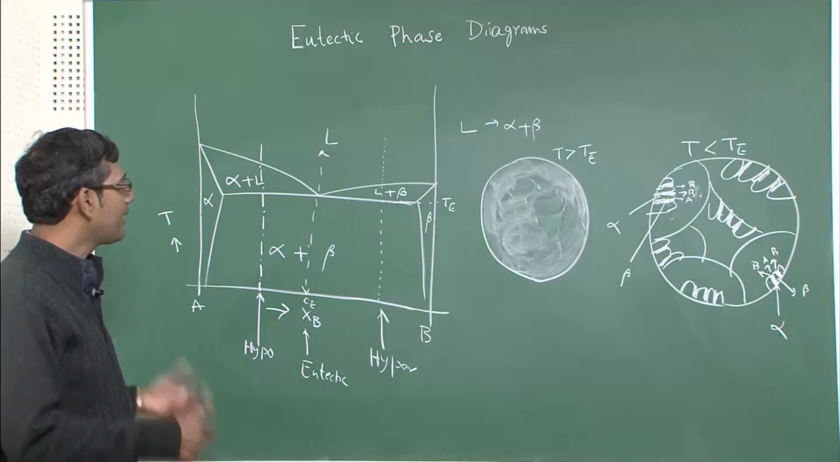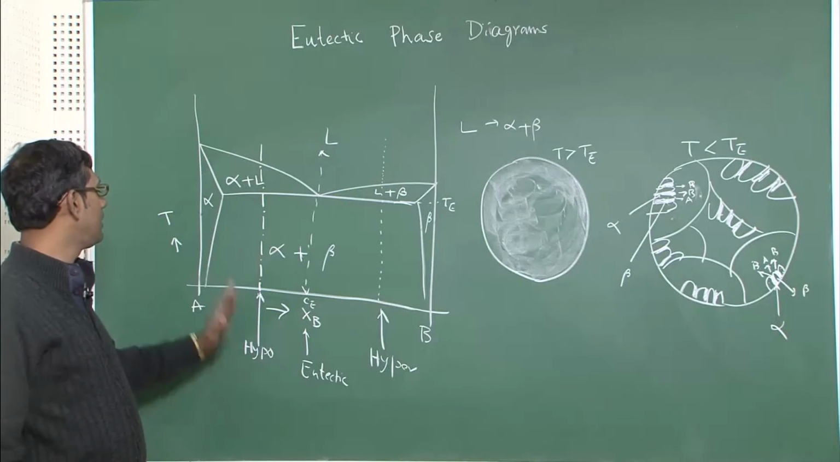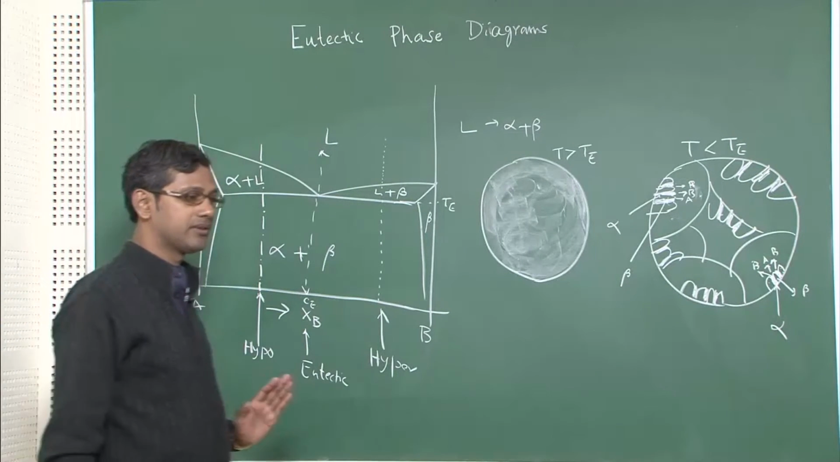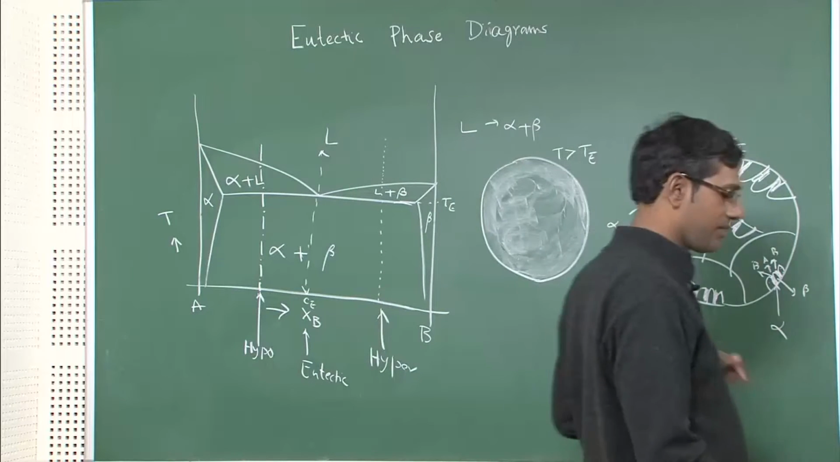So in the next class I will discuss these two hypo- and hyper-eutectic cases. Let us finish this one here, and we will discuss the next in the next class.